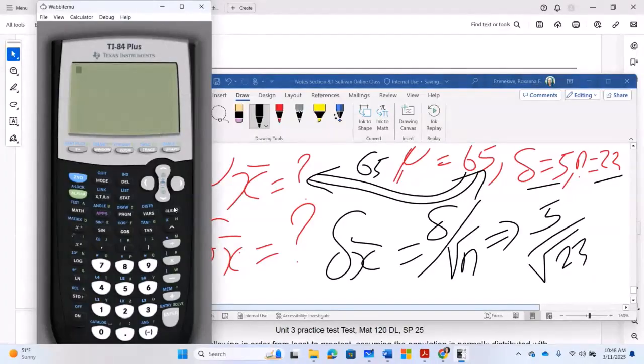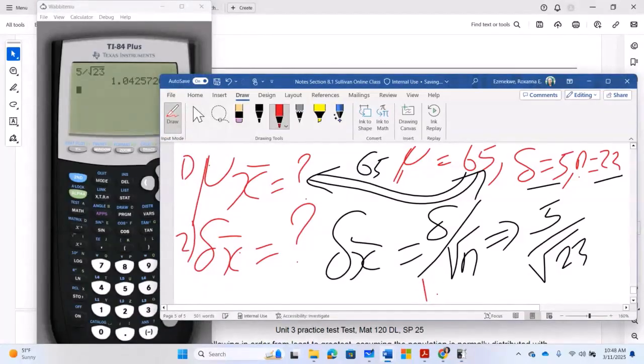The mean of means. Okay, so I'm going to divide 5 by the square root of 23, and my answer is equal to the standard error. Therefore, the standard error is approximately 1.043.